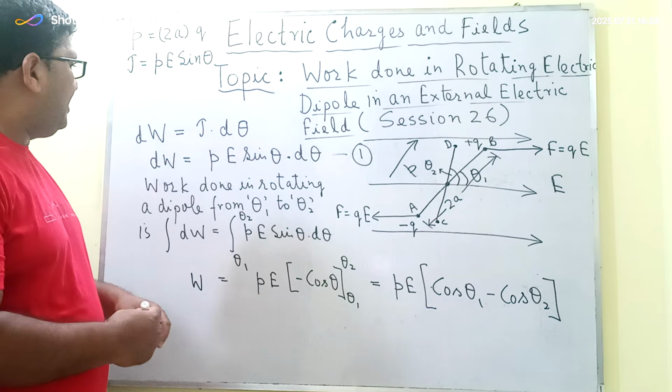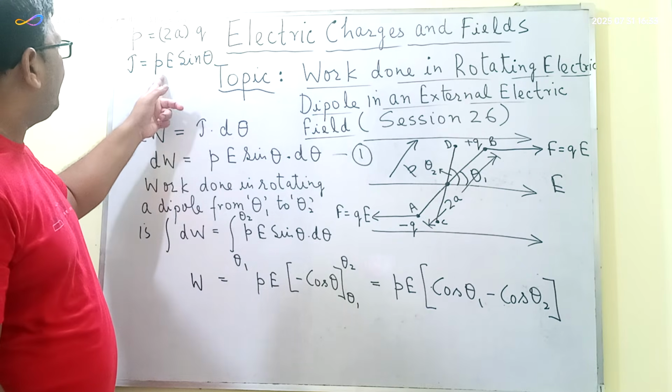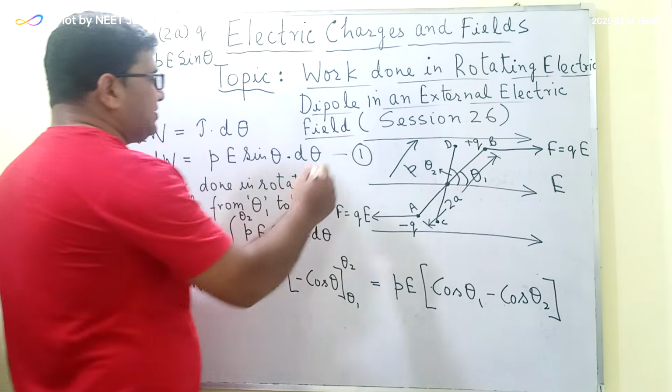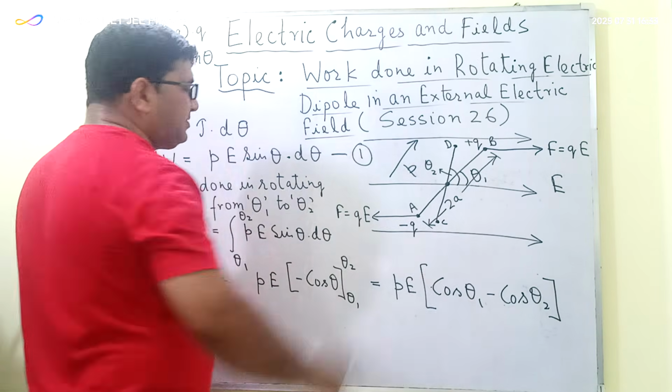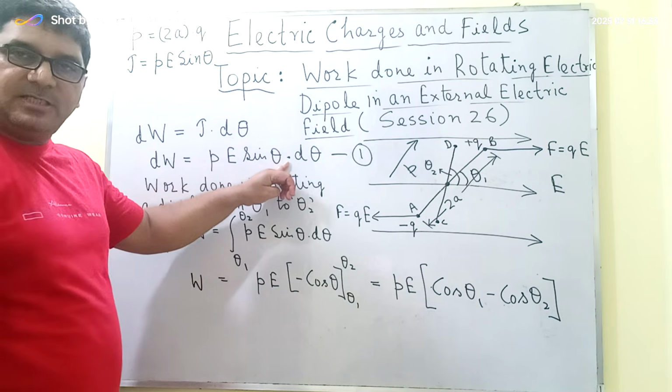Here what I have done is I have simply substituted the value of torque, that is PE sine theta, in this equation. So I have finally got this equation, which I have denoted as equation number 1. So dW will be equal to PE sine theta d theta.